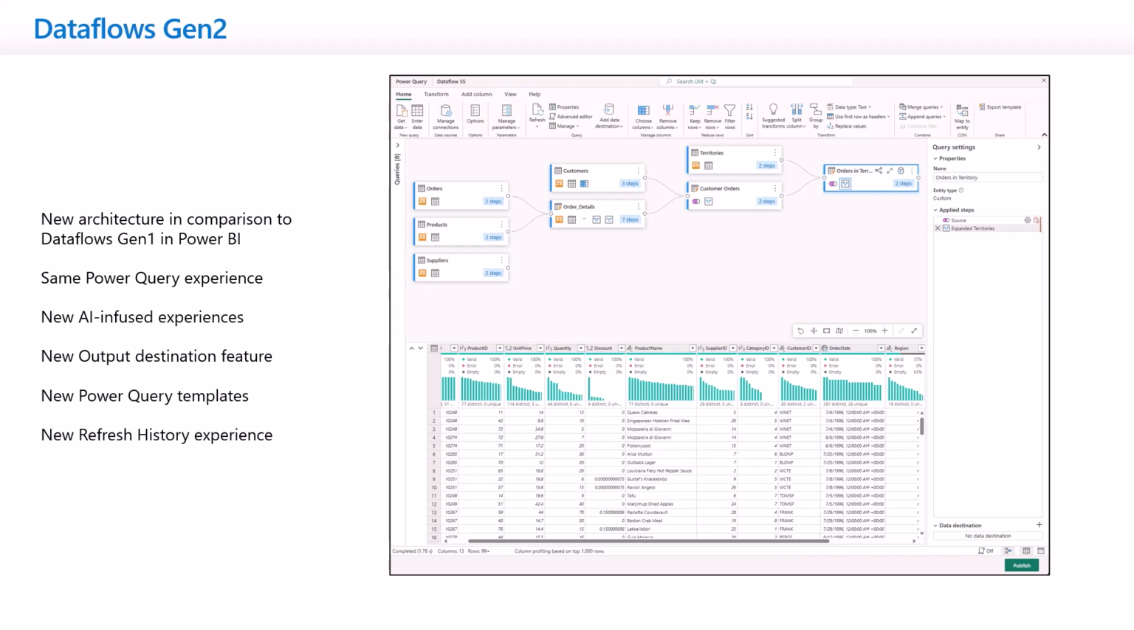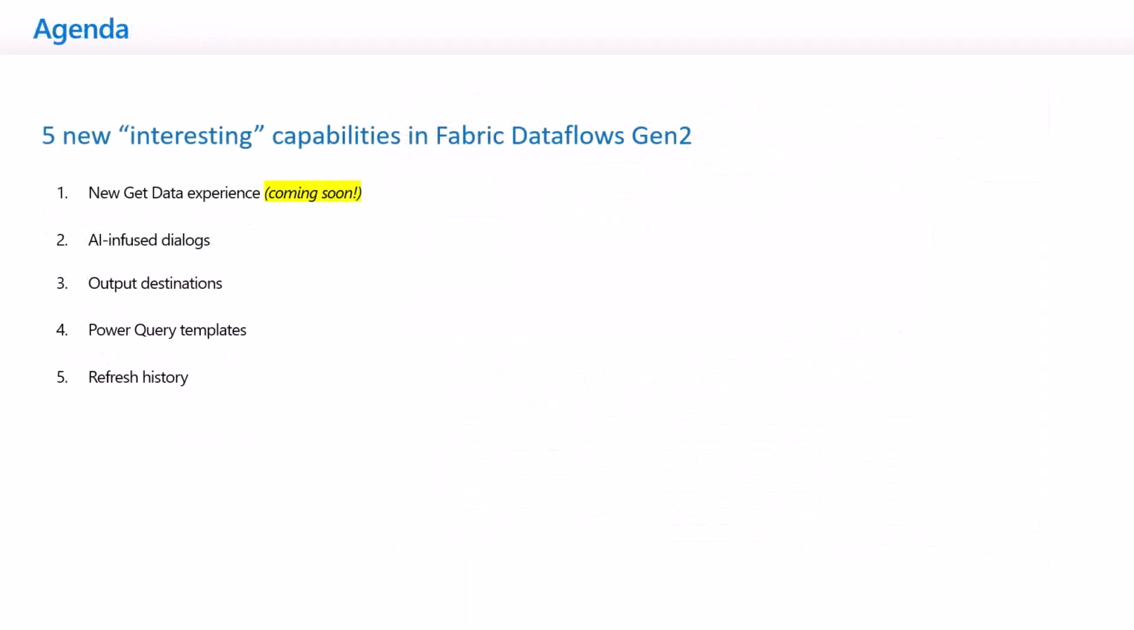We have the output destination feature. We have the ability to import and export Power Query templates, and we have a completely new and revamped refresh history experience. So in the agenda, we have 5 new interesting capabilities that we have today in Fabric Dataflows Gen 2, or that will be coming soon.